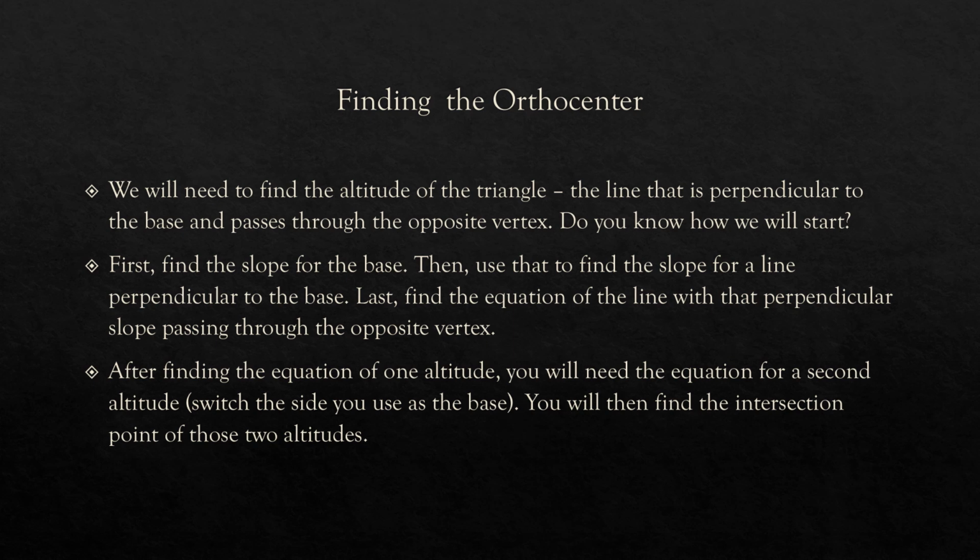After finding the equation of one altitude, you will need the equation for a second altitude. You'll turn the triangle or switch the side that you use as the base, and then you'll find the intersection point of those two lines.